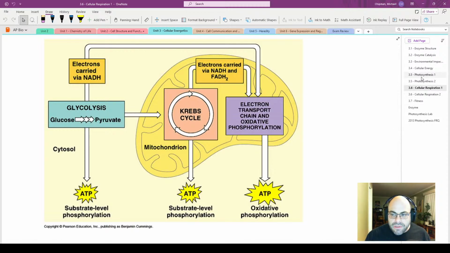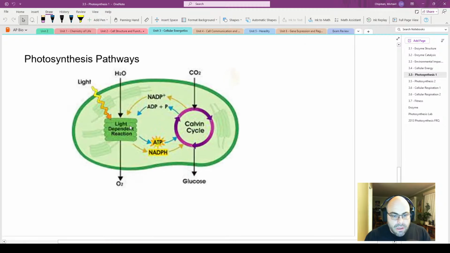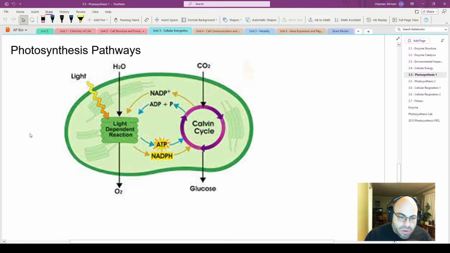Same thing for photosynthesis. There's a big version of this for photosynthesis. It's this one. If you had this picture on the exam, they don't want you to have it because it gives you too much information. It's just everything you need to know is right here.